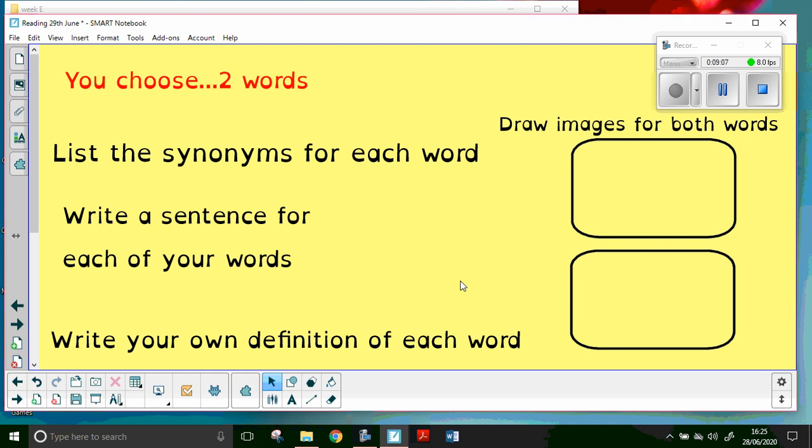So I hope you enjoy this work today and you're building up your word power with finding different synonyms. You're building up your word power, which then you can remember and use forever after.